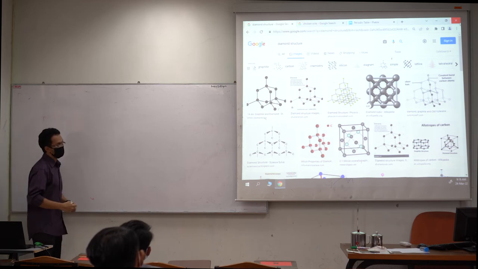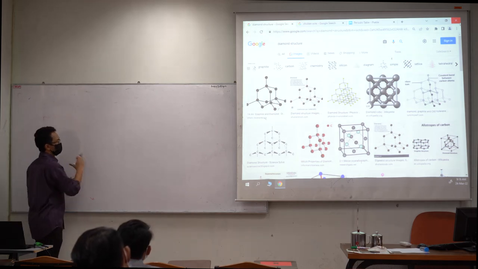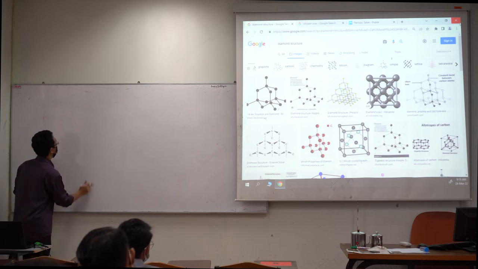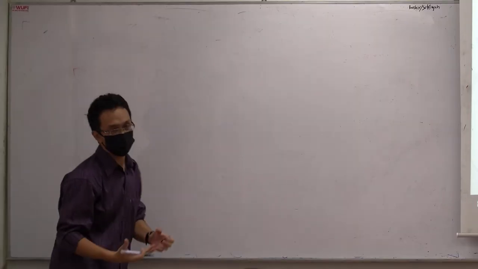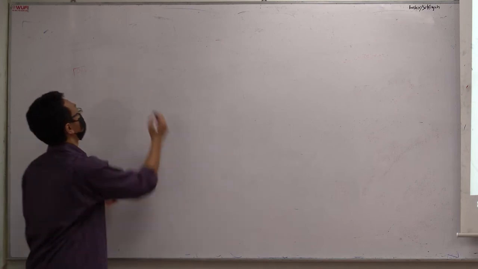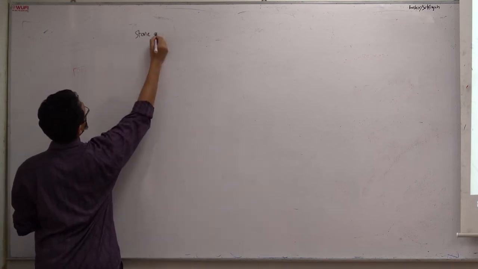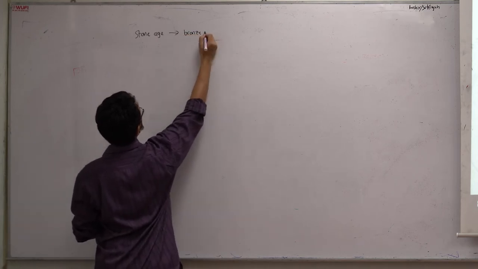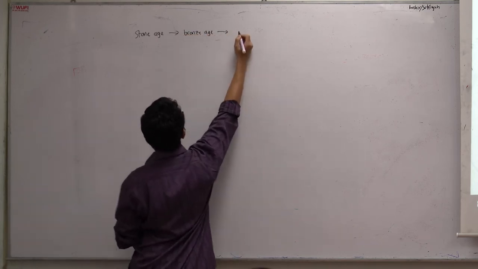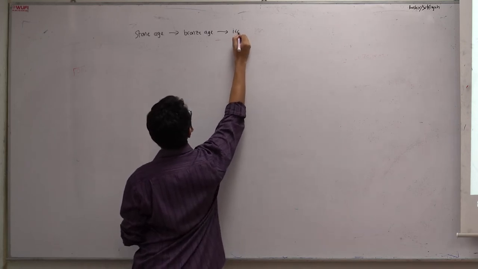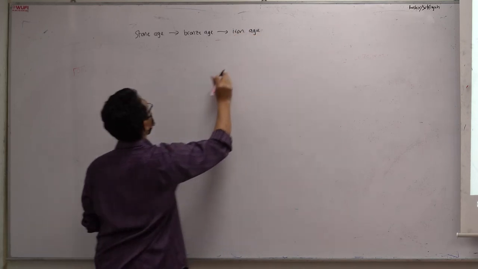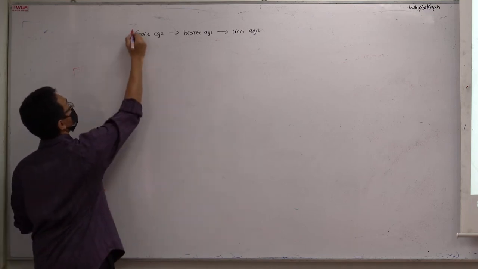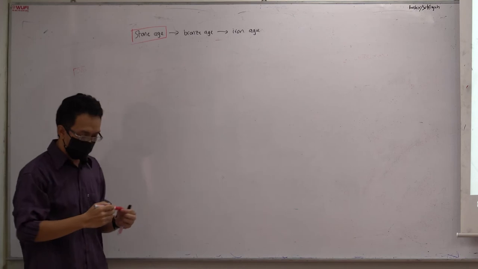So, previous class also we said that before we come to bronze and metal, the history, the early civilization is based on material. We start with the Stone Age, and then we go to the Bronze Age, and then we go to the Iron Age. Okay, before the Bronze Age, you have the Stone Age.